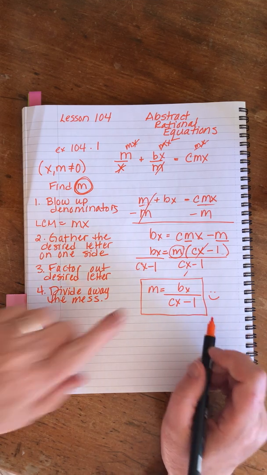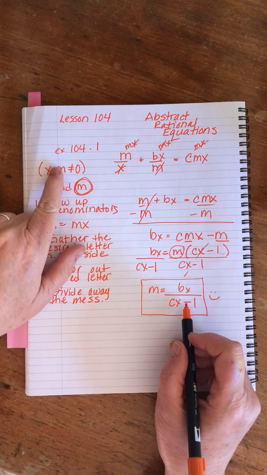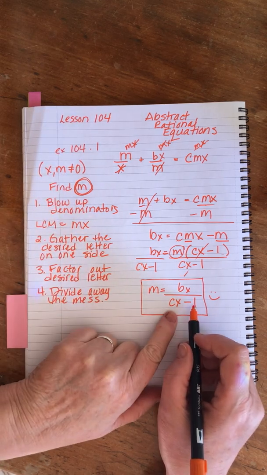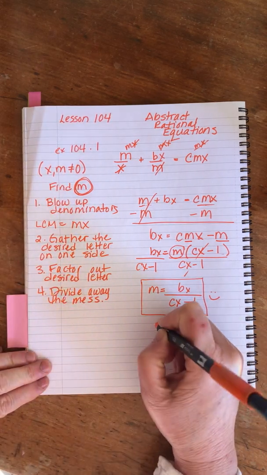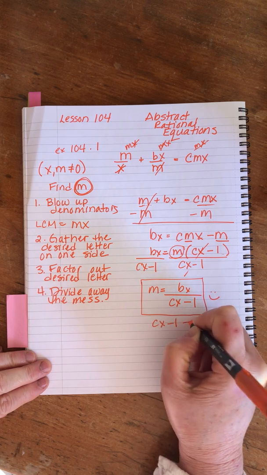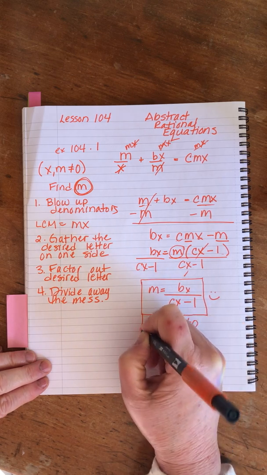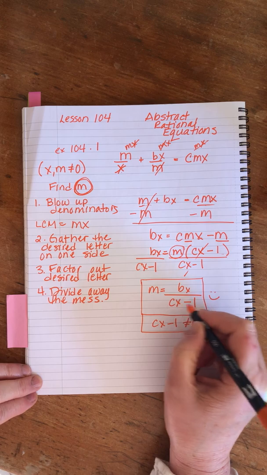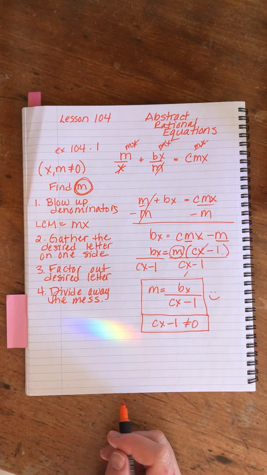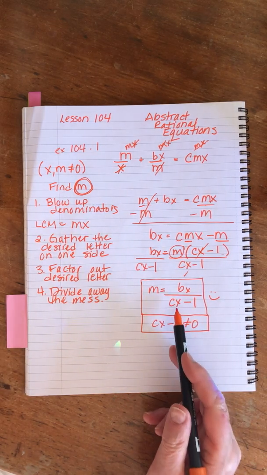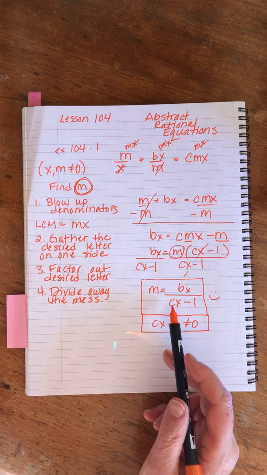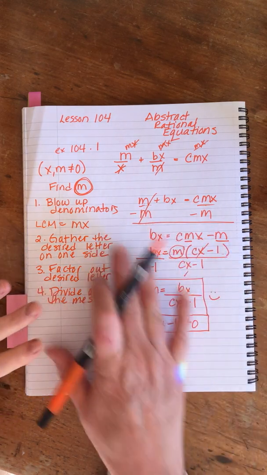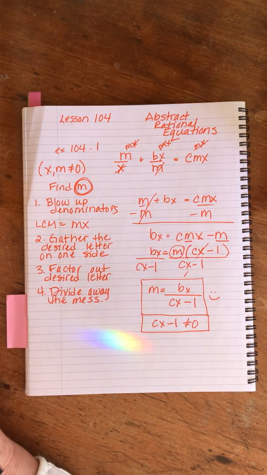And then the last thing that we really should say is that CX minus 1 doesn't equal 0, because we got to protect that as well. So whenever you see letters in the denominator, just be careful. But basically, these problems are nice and neat and clean. Okay, there's 2 more. Let's do them.